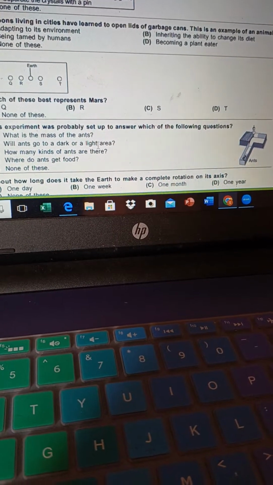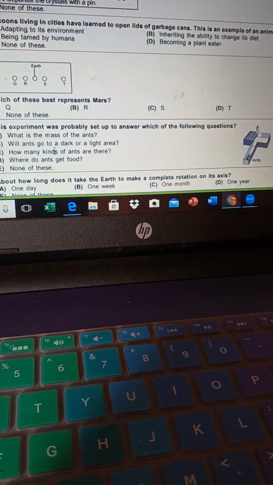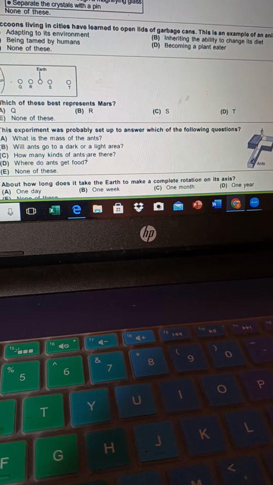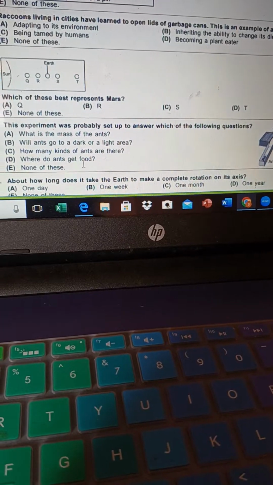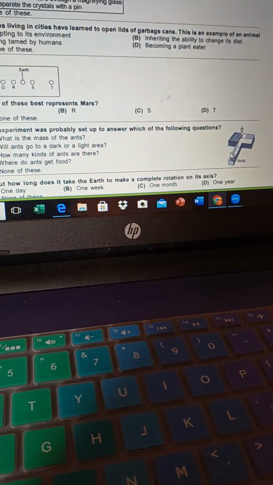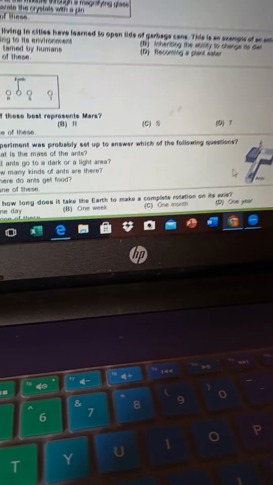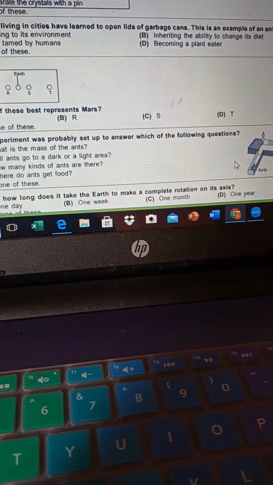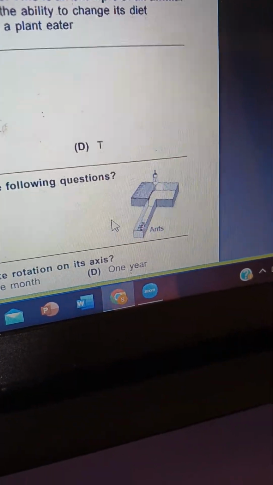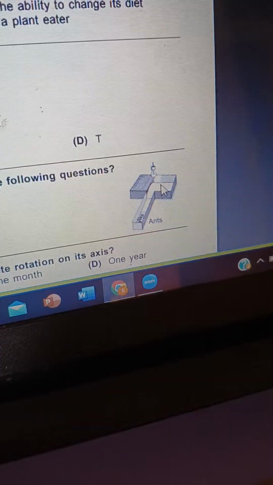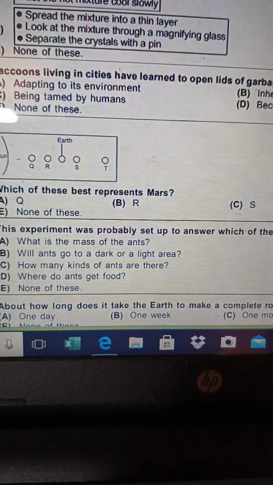We can't understand the mass of the ants. We also can't understand how many kinds of ants are there. We also can't get where do the ants get food from this experiment. The only answer that is possible is, will ants go from a dark to a light area? That is only possible. See, there is a dark area here and there is a light area here. So this answer is only possible. Will the ants go from a dark to a light area?